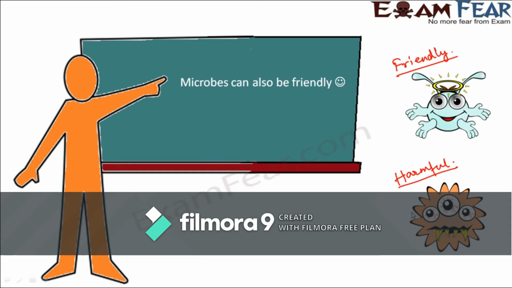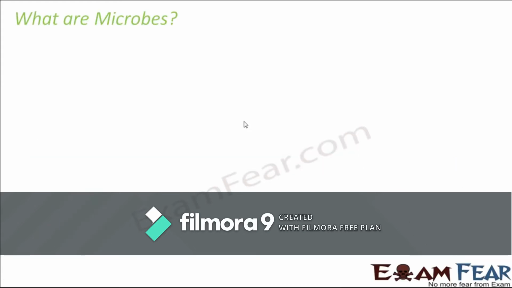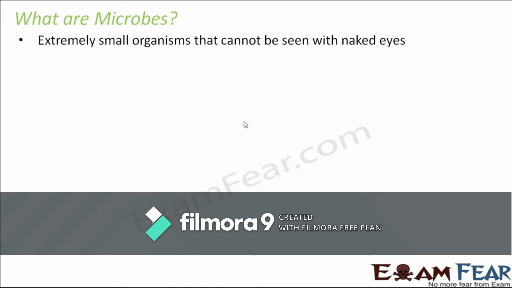Now, before we talk about all that, I think it is important to understand what exactly are microorganisms, which kind of organisms fall under the category of microorganisms. Now, microbes and microorganisms, these two terms are used interchangeably. So, microbes are also known as microorganisms. Please do not get confused with the terms. So, now the basic question, what are microbes? These are extremely small organisms that cannot be seen with naked eyes.